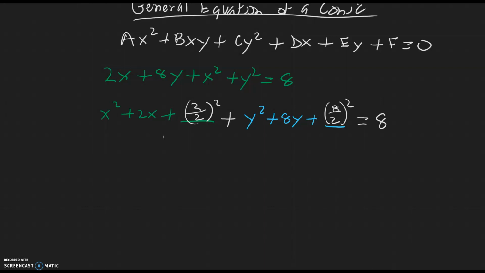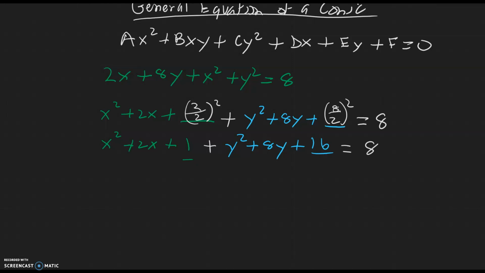So what we end up with is x squared plus 2x plus 1, and then plus y squared plus 8y plus 16, because 8 divided by 2 is 4, and 4 squared is 16. And we just added a 1 and a 16 that didn't exist, and that all equals 8.